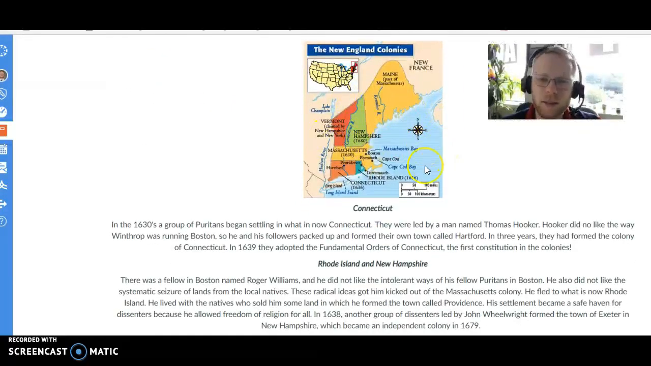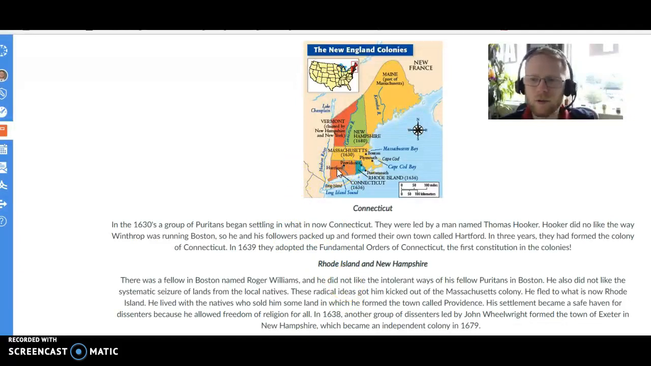You can see them all mapped out here. So there's Plymouth, the Pilgrims, the Separatists at Plymouth, the Puritans move into Boston, and then we're going to talk about the formation of the rest of these. For example, in the 1630s, a group of Puritans began settling what is now Connecticut. They were led by a man by the name of Thomas Hooker. Hooker did not like the way Winthrop was running Boston, so he and his followers packed up and formed their own town called Hartford. There it is.